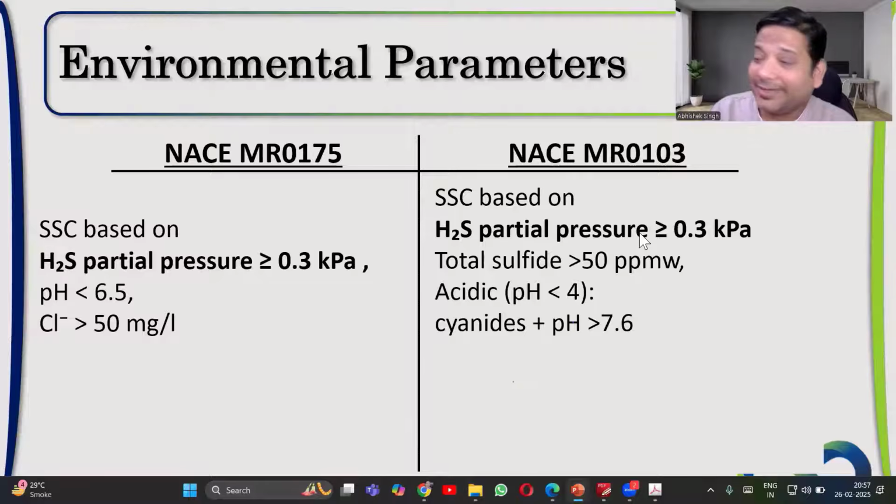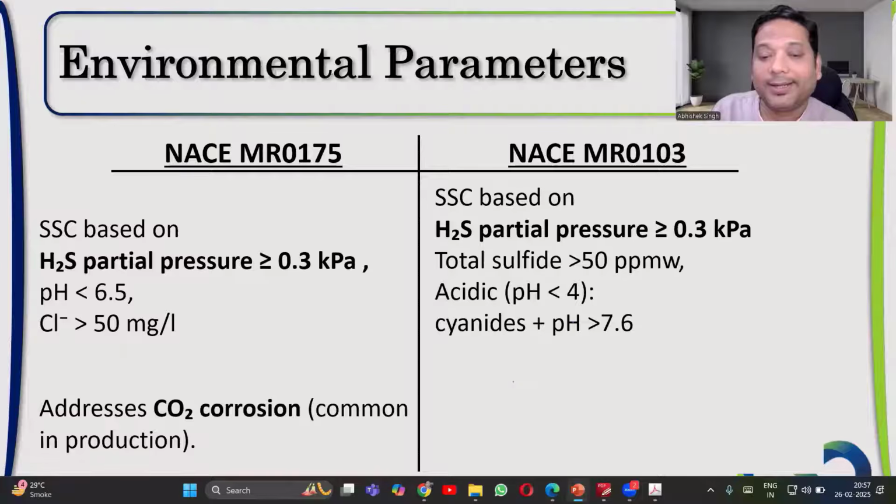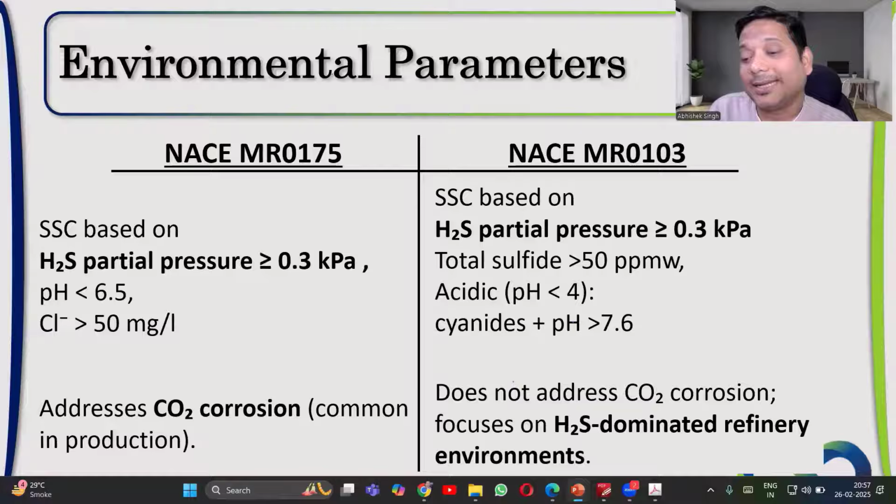For MR0103, either it will be very, very acidic or it will be very basic. Most of the time it will be towards the basic side, more than 7.5 pH. That is also because of the cyanides which are present, which make it more basic. So it is normally at the extreme. Very rarely will you have a 4 to 6 pH value for 0103. 0175 also addresses CO2 because that is very prevalent in production. 0103 does not talk about CO2, because it is dominated by H2S.